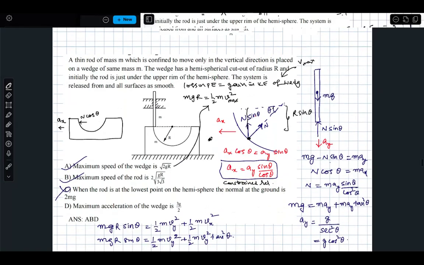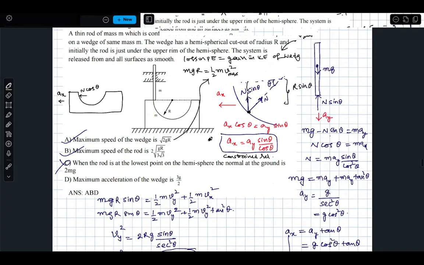And see, when the rod is at the lowest point on the hemisphere, the normal at the ground is 2mg, which is wrong. Why is it wrong? I'll explain. Because it won't have any acceleration during that time. It has come to instantaneous arrest. There is no velocity there. And the normal reaction is mg there, actually. mg, not 2mg.